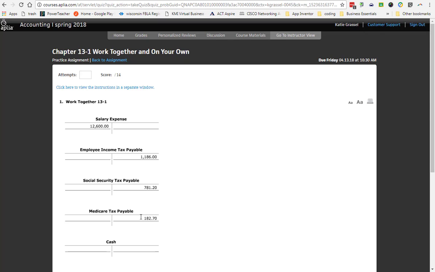Do my debits and credits equal? They do not. So the account that we are missing is the one that's listed there that we don't have anything for, and that's cash. Now, on a payroll register, your cash would already be calculated because it would be your total net pay. So we need to take out your calculator.